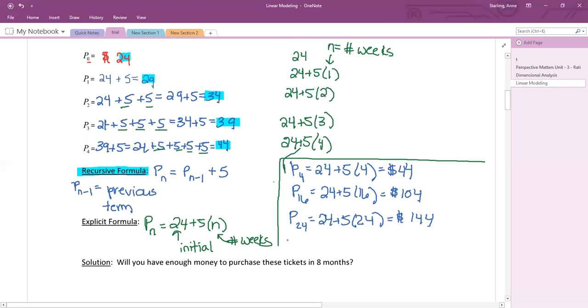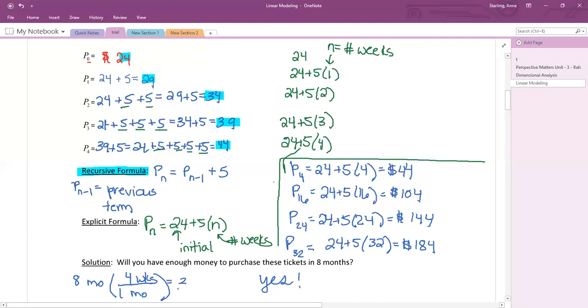And then finally, 8 months. We're going to say 8 months is 32 weeks, 4 standard weeks in a month. And we're going to figure out, does he have enough? And the answer is he has $184. So he has exactly what he needs to be able to purchase the tickets in 8 months. Okay. And again, I got 32 because we're going to use the idea that 1 month is 4 weeks, going back to that dimensional analysis. So roughly 32 weeks to save. And if there's an extra week, he just has a little bit more and he's nice and saved up.